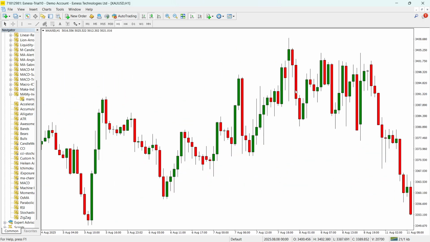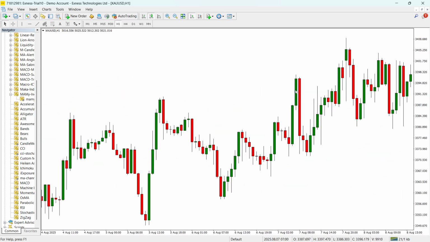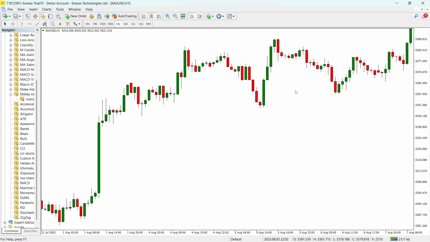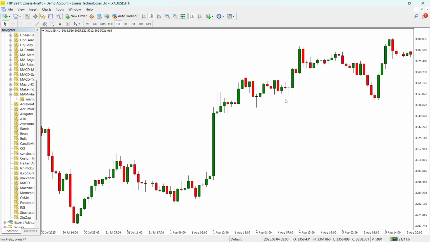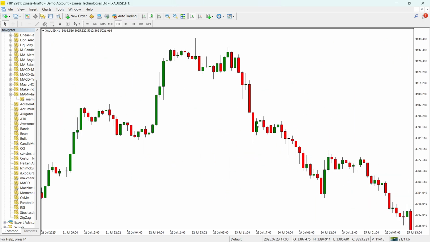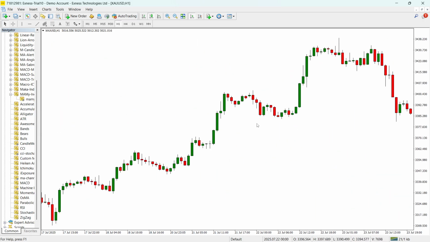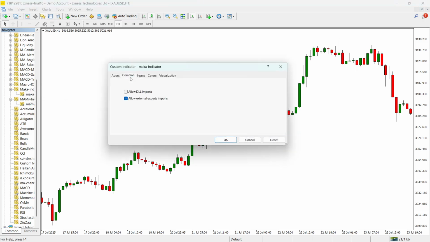This is a straightforward arrow-based signal tool that plots both buy and sell labels with colored arrows directly on your charts whenever its internal conditions are met. At this point, I'll load the indicator on the chart so you can see how it looks in real time. Remember to allow DLL imports.